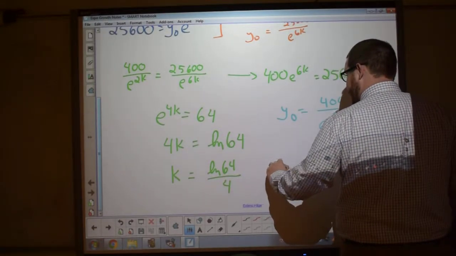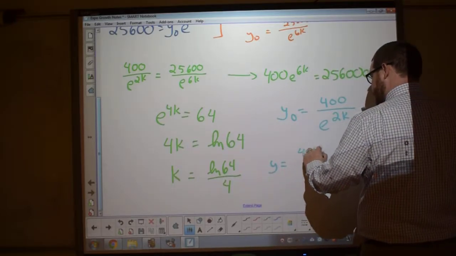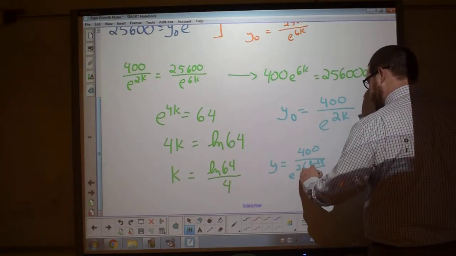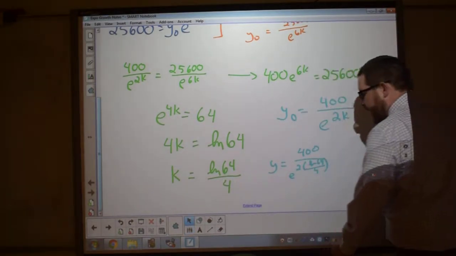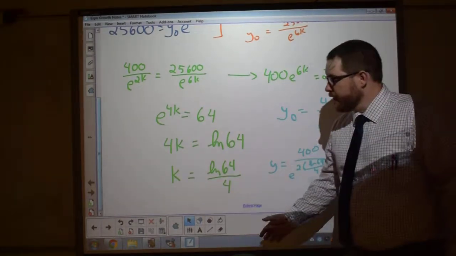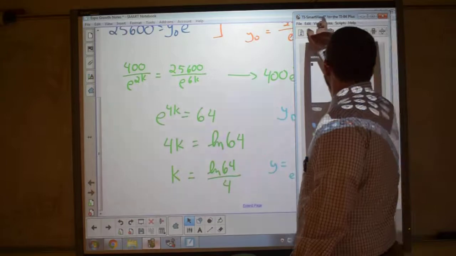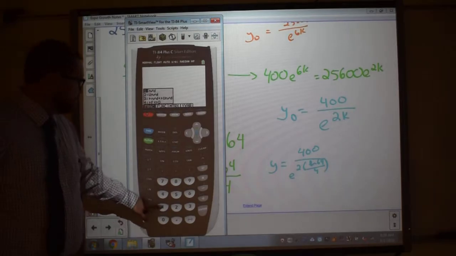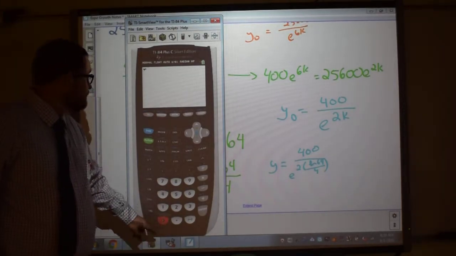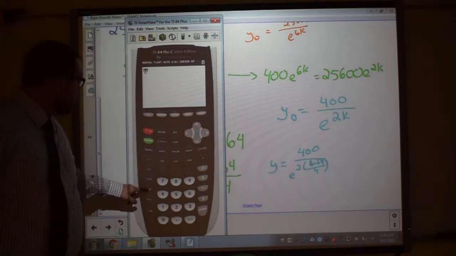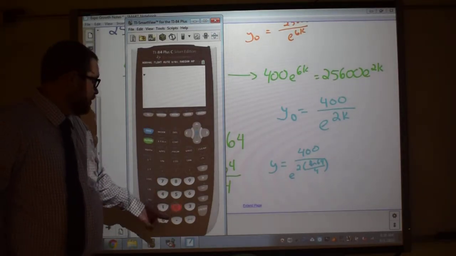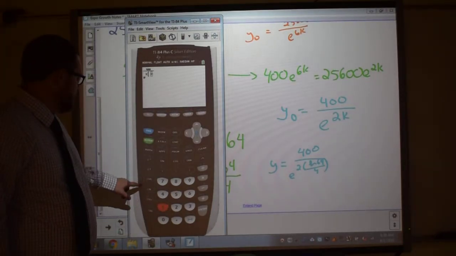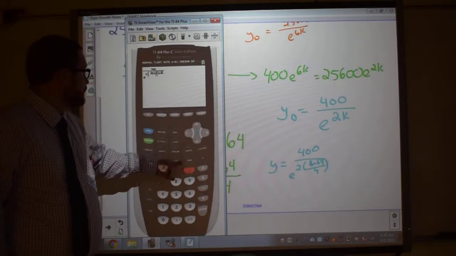I know that k is natural log of 64 over 4. Let's use our calculator to type this in. The calculator can take care of all of these ugly fractions for you. Alpha y equals 1 puts a fraction bar in the problem. So I'll do 400 on top. E to the 2 times, parentheses, I need another fraction bar, natural log of 64 over 4.